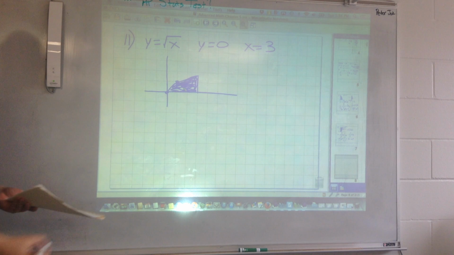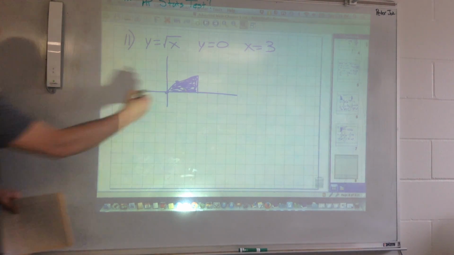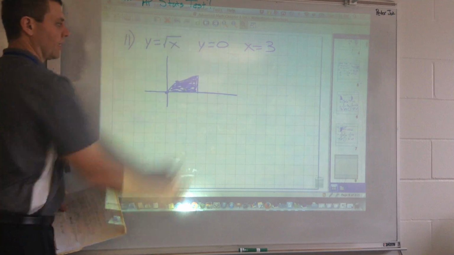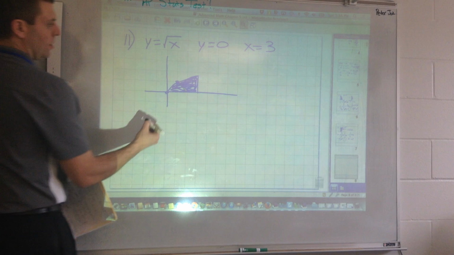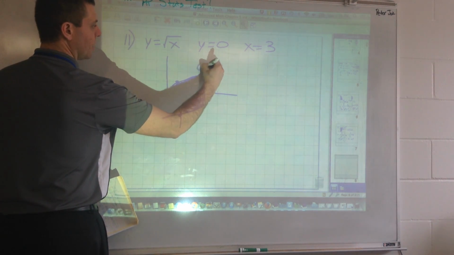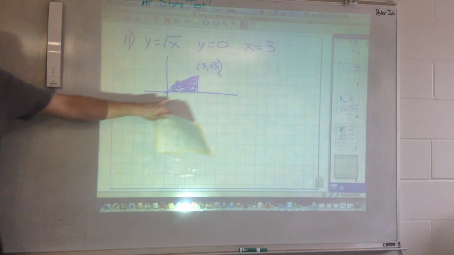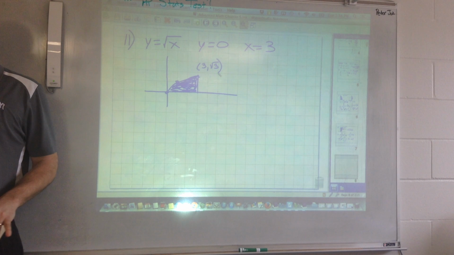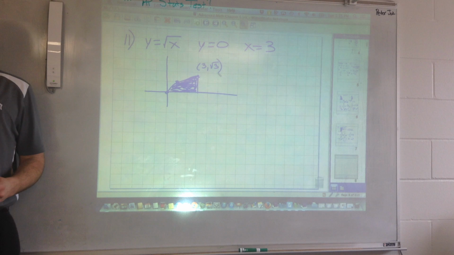So there's my region, correct? I got y equals square root of x, y equals 0, x equals 3. That would be my enclosed region. Just for our purpose, that would be 3 comma square root of 3 right there, that coordinate. Are you with me on that?